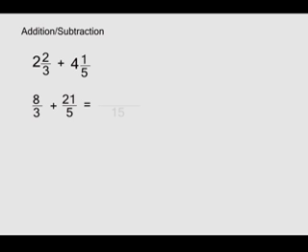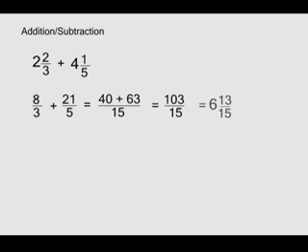LCM of 3 and 5 is 15. 15 divided by 3 is 5 times 8 is 40, plus 15 divided by 5 is 3 times 21 is 63. 40 plus 63 is 103 over 15. As a mixed fraction, that is 6 and 13 over 15.